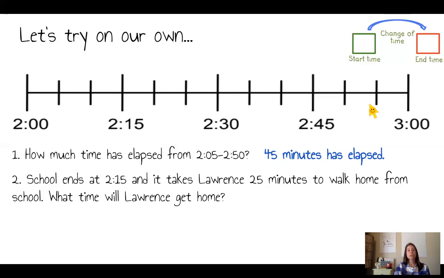Let's see. I know that school ends at 2:15, so that's when Lawrence will start walking home, right? So mark that on the number line. Mark your 2:15 on the number line. That will be your start time. And it takes Lawrence 25 minutes to walk home from school. So I don't know the end time. I don't know what time he'll get home yet. So let's count 25 minutes from our start time. Ready? By fives, count with me. 5, 10, 15, 20, 25.